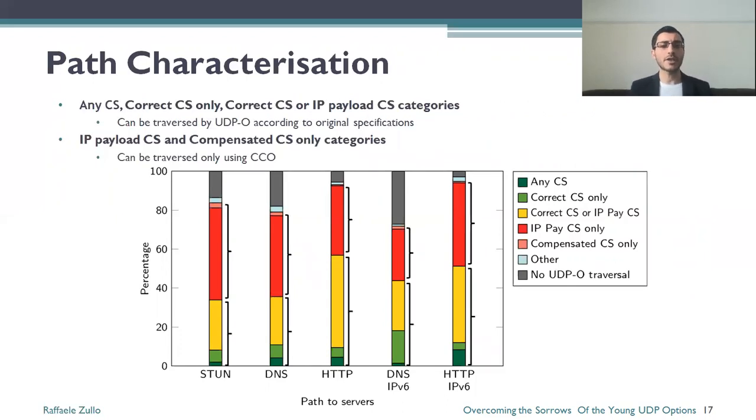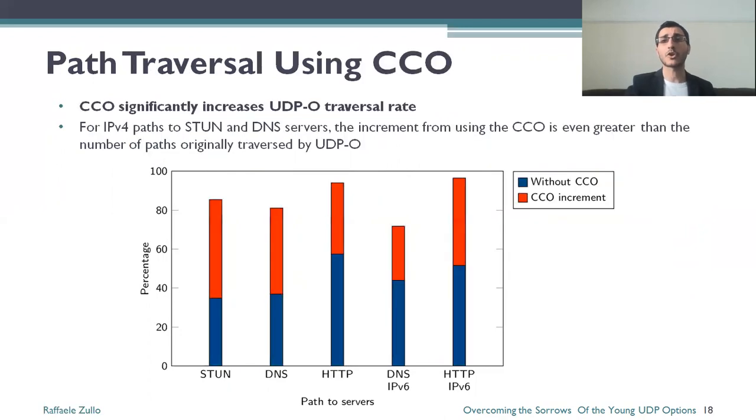Now, if we group yellow, light green, and dark green together, we get all the paths on which UDP options can be deployed according to the original specifications, while in red and pink we have the paths on which UDP options can be deployed only with CCO. And so we can better understand the next plot, in which we can see CCO contribution in red. We can clearly see that CCO significantly increases UDP options traversal rate.